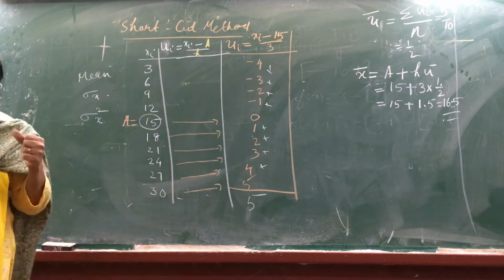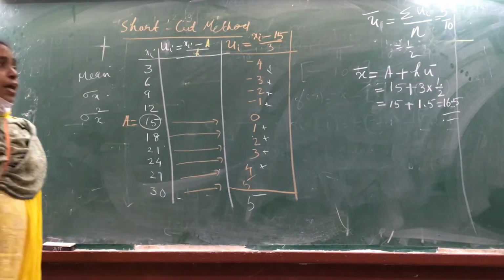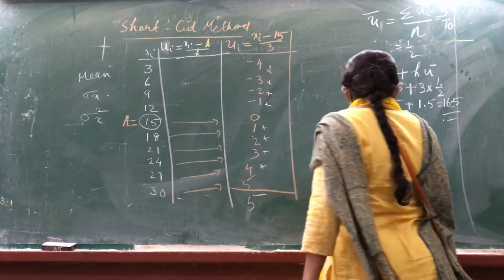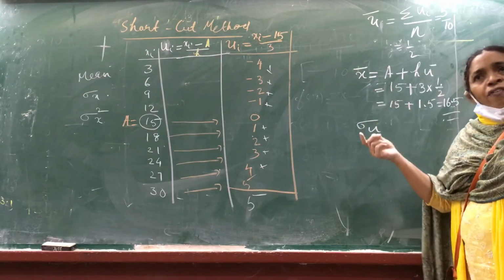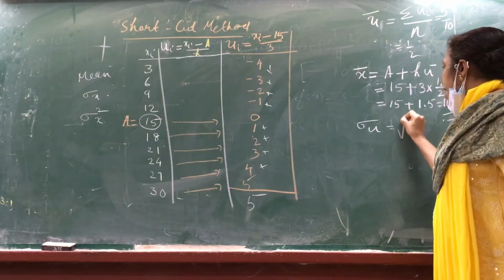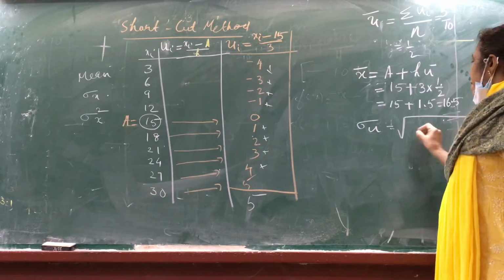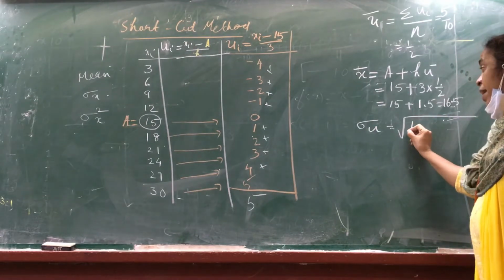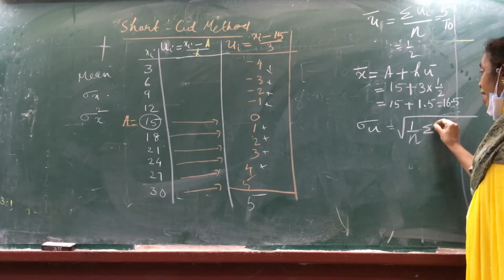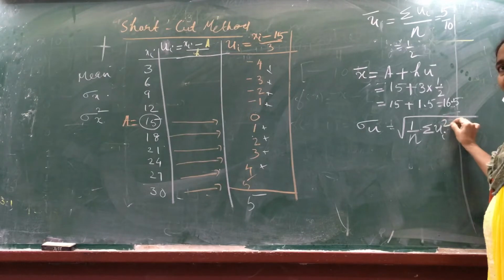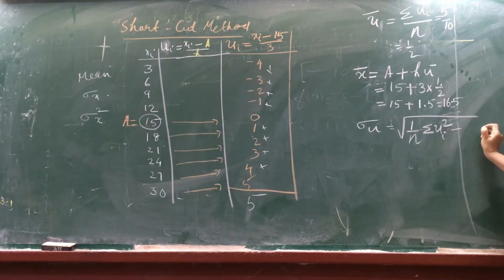Now, if your question is to find the standard deviation, the standard deviation sigma u, how will you find out sigma u? Because we have a new variable, right? What will be the formula for sigma u? This formula: 1 by n sigma ui square minus u bar square. Minus u bar square. The formula has to be learned by heart. U bar square, okay, u bar square.